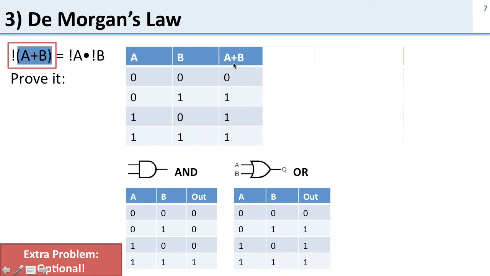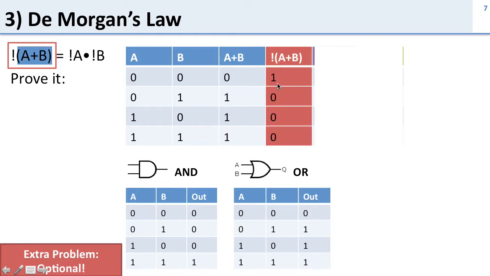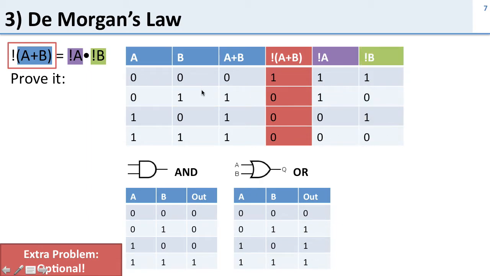Now let's see what not (A or B) is. For not (A or B), I'm just going to take this and invert it. So here we go, 1, 0, 0, 0 instead of 0, 1, 1, 1. So that's the first half of this. Now let's take a look at the second half. For the second half, we need not A and not B. So here's not A. A was 0, 0, 1, 1, so not A is 1, 1, 0, 0. And here's not B. B was 0, 1, 0, 1, so not B is 1, 0, 1, 0.